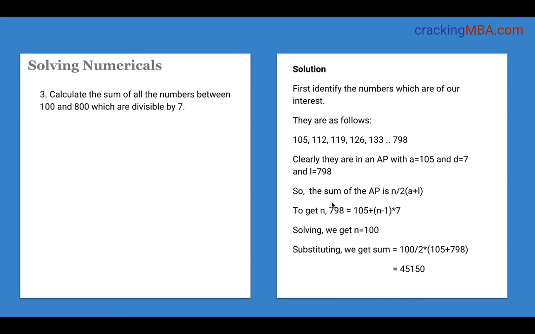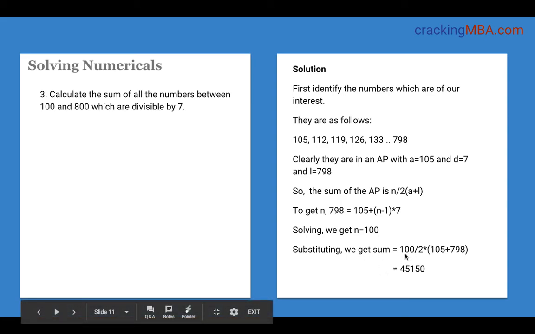So to identify n, let us use L is equal to A plus (n minus 1) into D. L is 798, A is 105 and D is 7. So solving, we will get n is equal to 100. So there are basically 100 terms. Now calculating the sum as n by 2 into (A plus L), we will get the sum as 45150. Clear?